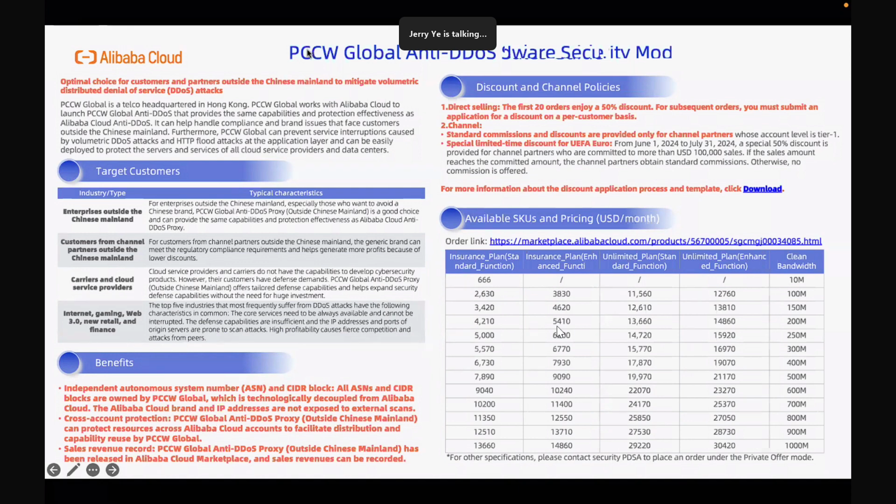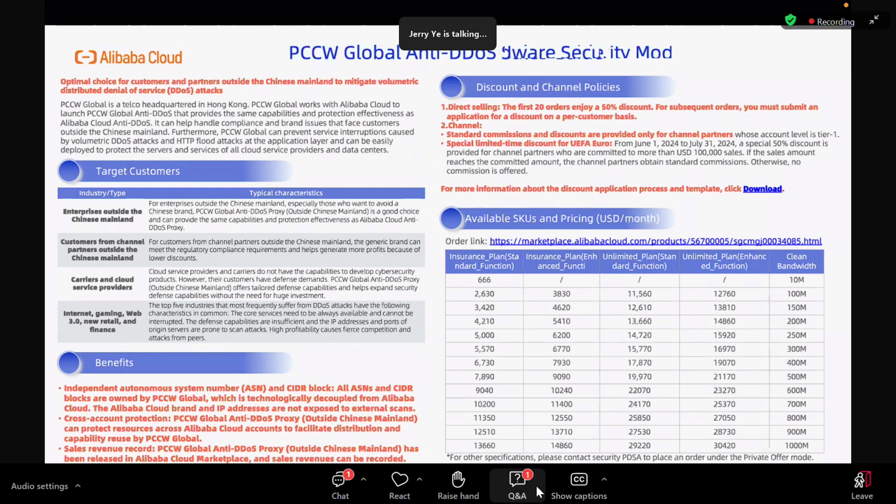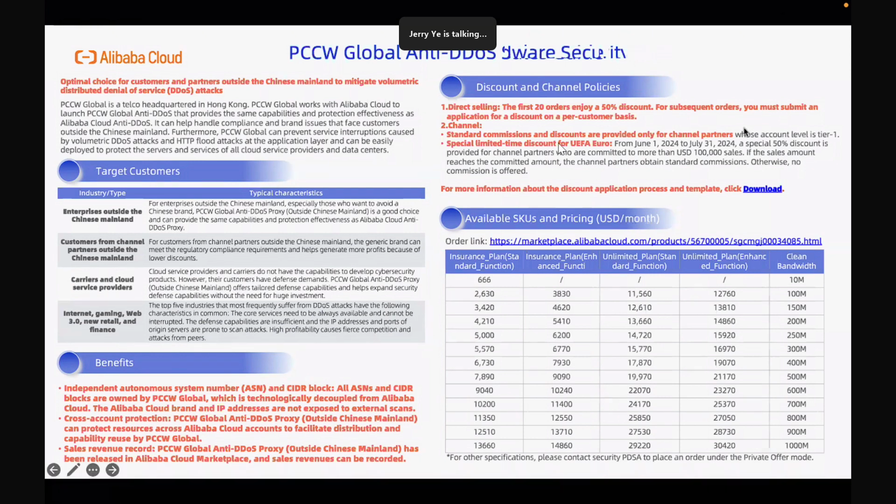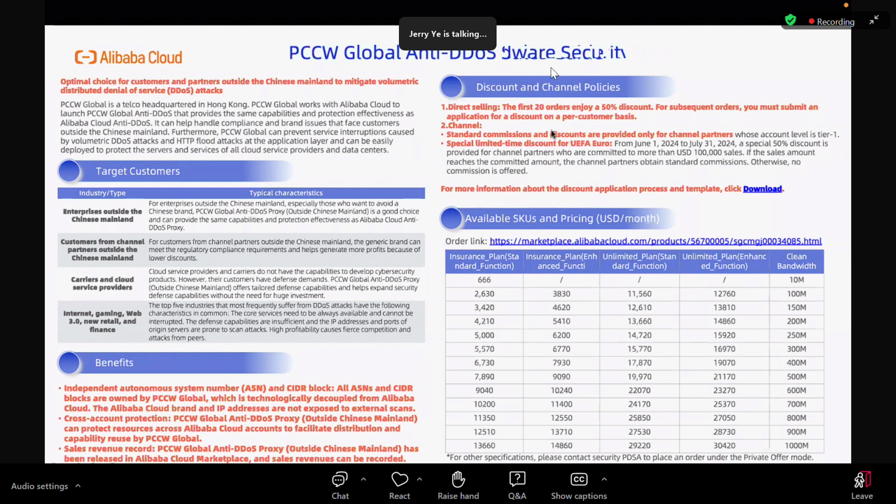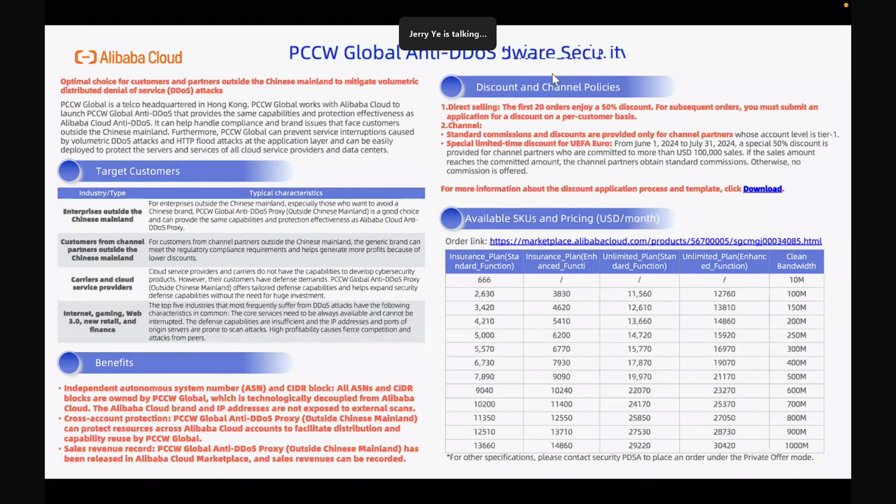The PCCW Global Anti-DDoS Proxy can only be purchased in the Alibaba Cloud International Site Marketplace. Partners or BD who sell this product get 100% sales revenue recognition, and you can also enjoy rebates. For selling to direct customers, the first 20 orders enjoy a 50% off discount.